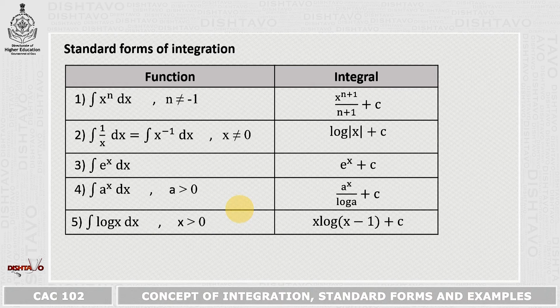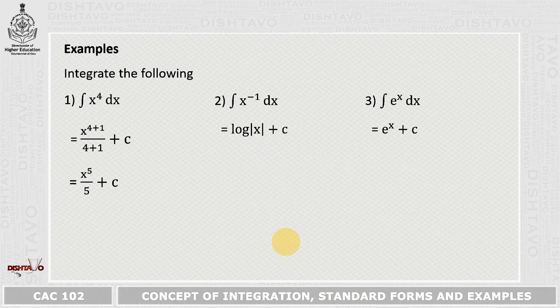So we will take some examples. That is the third part. I'll take the first example. We have to integrate the following. And the first function is x raised to 4. This is the function what we have. So basically we have integral sign, x raised to 4 and dx.